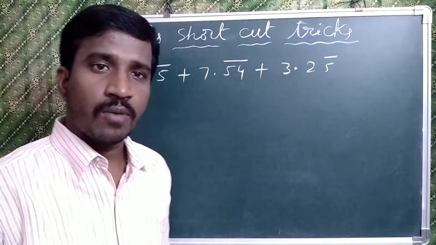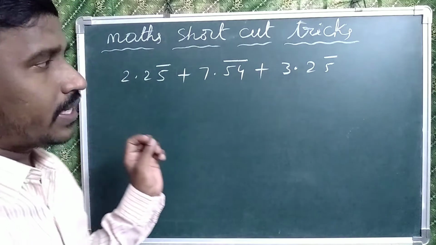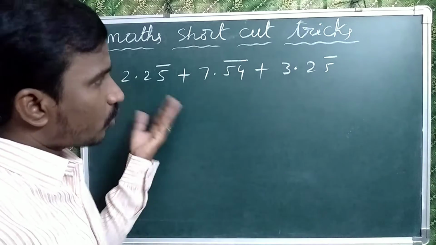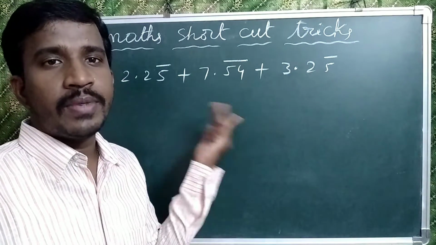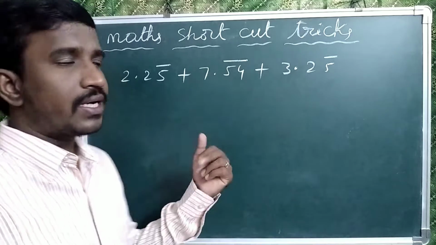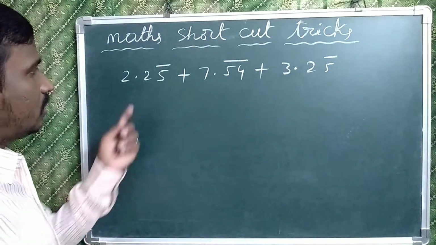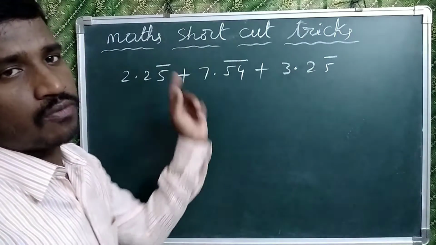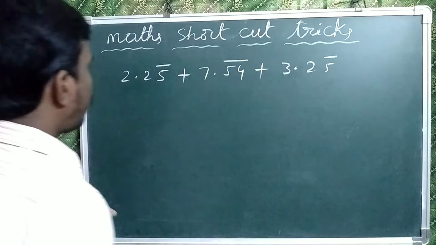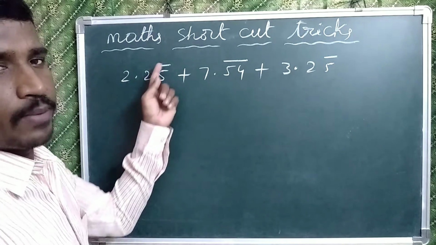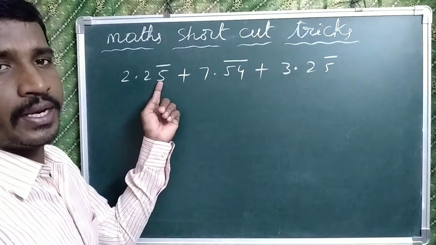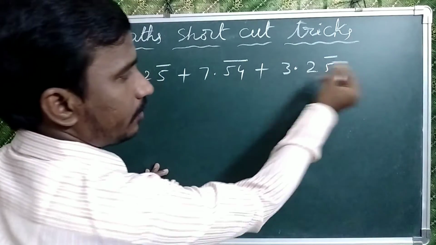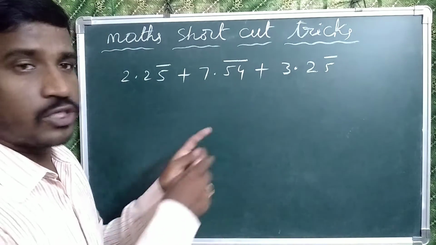Friends, in the previous example, all were pure non-terminating repeating decimals. But in this case we have a combination of pure and mixed. Now 2.25 bar means only 5 will be repeating. Here 54 will be repeating in one number, and here only 5 will be repeating. This was already discussed in the previous model.